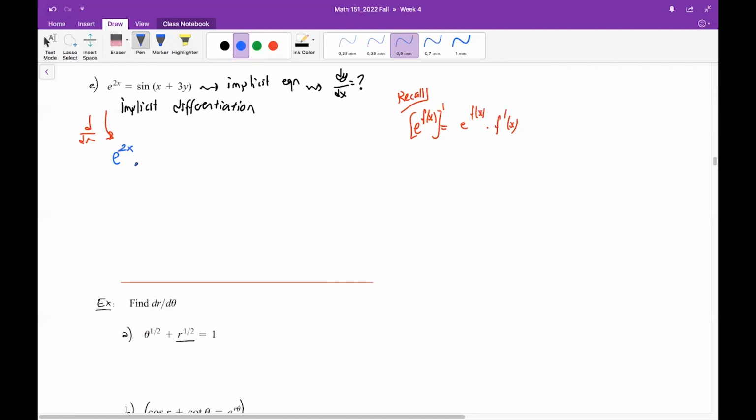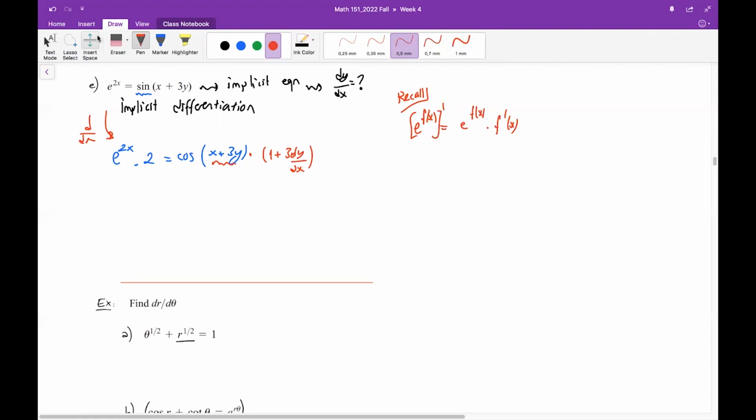So itself times the derivative of the power with respect to x, which is 2. Now, the right-hand side. You start with the outermost function according to the chain rule to differentiate the right-hand side. First, you should differentiate sine. It is differentiated as the cosine function. You don't touch the inside part. Then you keep multiplying with the derivative of this inside function, so 1 plus 3 dy over dx, right?